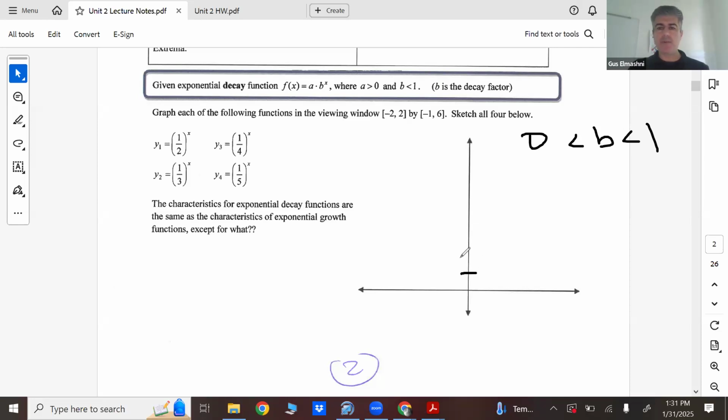All right, so again, do a quick sketch. Here's 1. Here's -1.